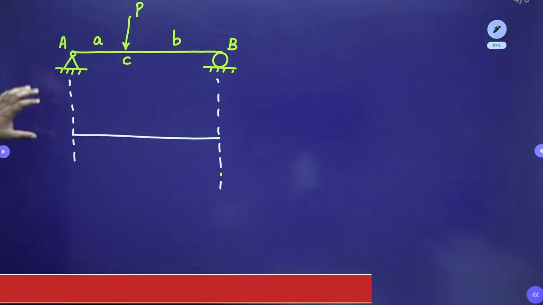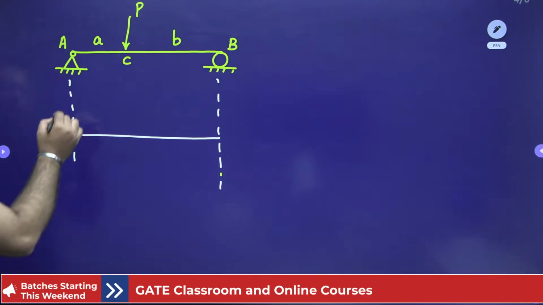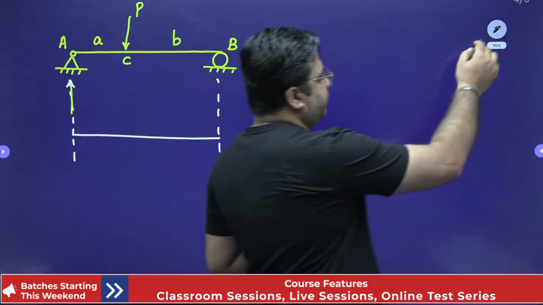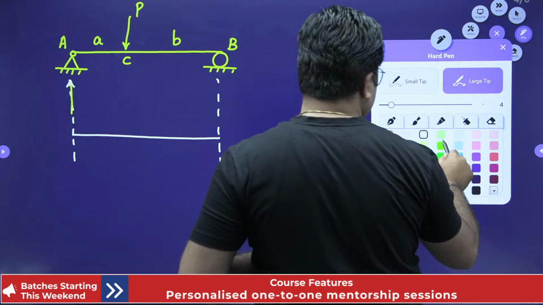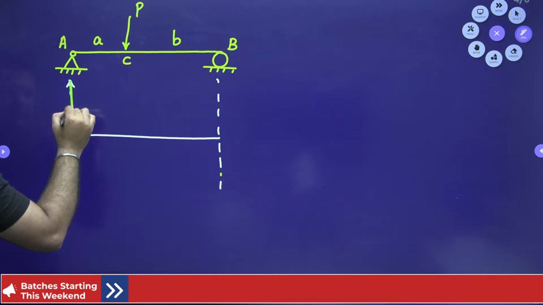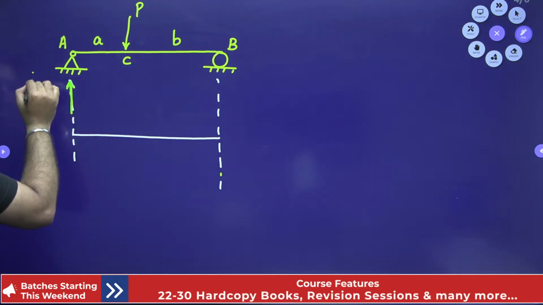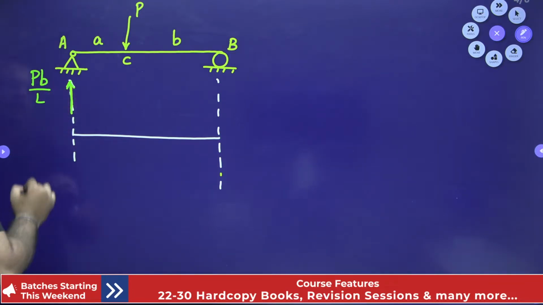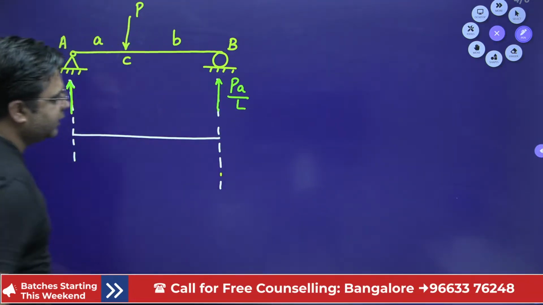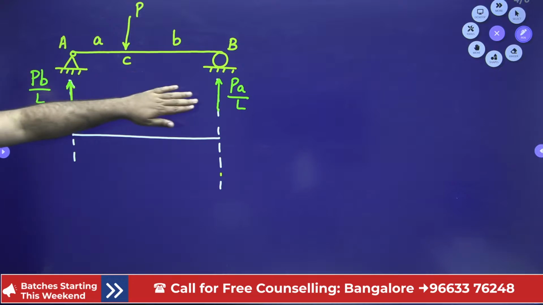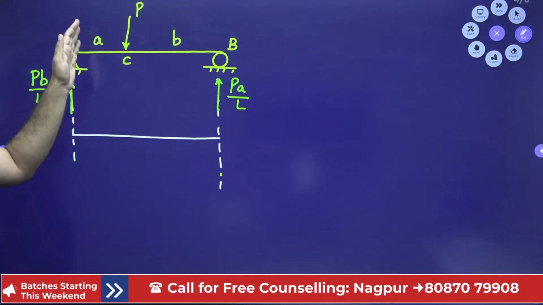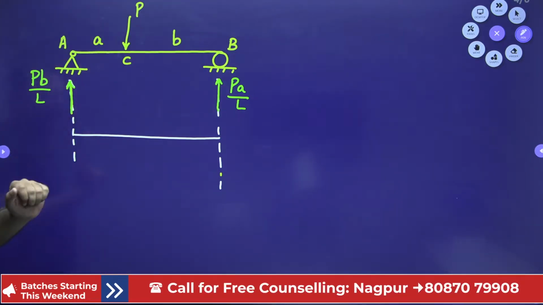Suppose the value of reaction RA is PB by L. This reaction is PB by L, and this reaction is PA by L. So clearly we can say that this PB by L is more than PA by L. We can also say this because this load is more towards A end. Therefore, more amount of reaction will be developed at end A, right?